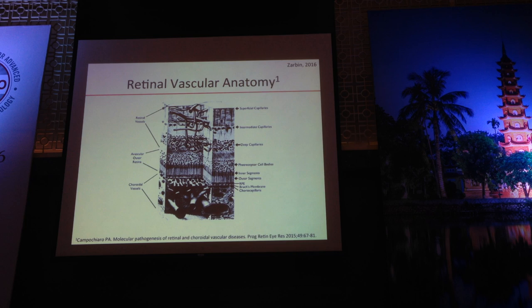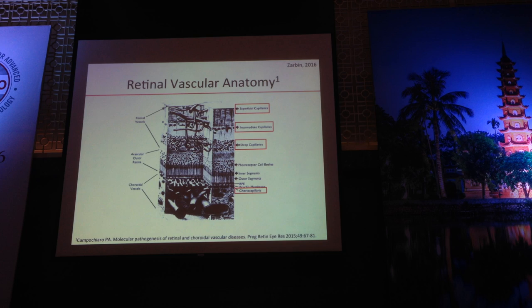To understand that, we need to just quickly look at the anatomy of the circulation in the eye. So the retina has a superficial capillary plexus, an intermediate capillary plexus, and a deep capillary plexus. And that provides blood flow to the inner two-thirds of the retina. And then, as you know, the choriocapillaris provides blood flow to the outer one-third, to the foveal centers.